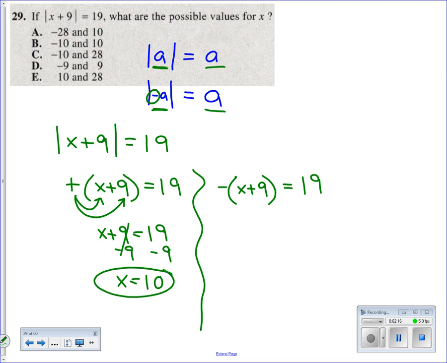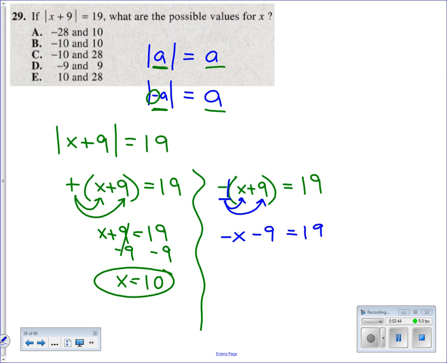Over here, remember, anytime we have a negative sign outside of a parentheses, we can imagine that there is a 1 right here. Okay, so I have a negative 1 that I need to distribute into both terms inside the parentheses. So I'm going to have negative 1x, or just negative x, and then a minus 9 equals 19.